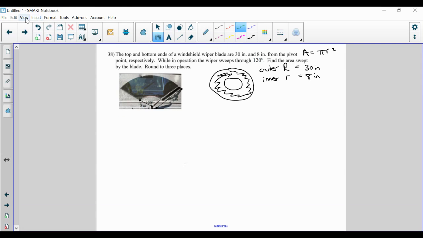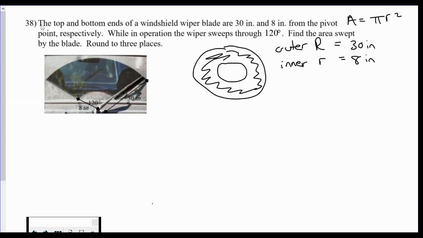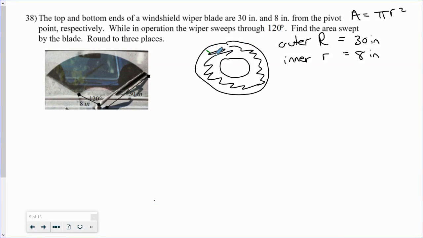But now I'm taking it one step further because instead of the whole donut, I'm just taking, like, that's your windshield, and I want the area of this shaded here. So it's really saying take the outer sector area and subtract the inner sector area. Okay, so the outer sector area, we're in degrees. So our sector area formula is the one we just used on the previous slide. We had theta over 360 times pi times r squared.